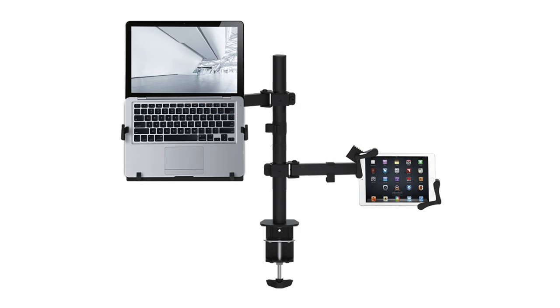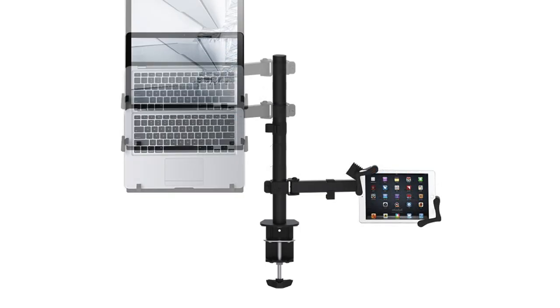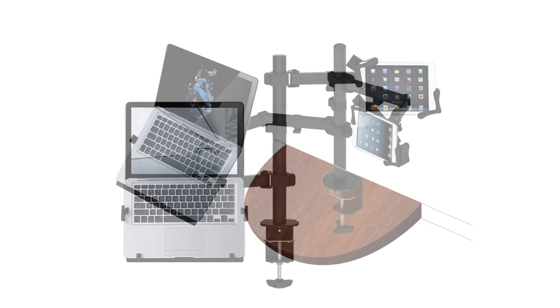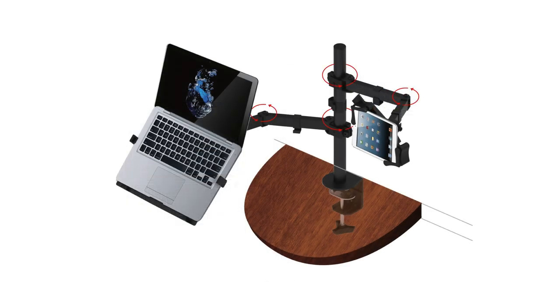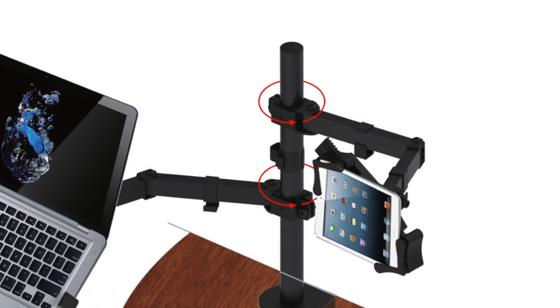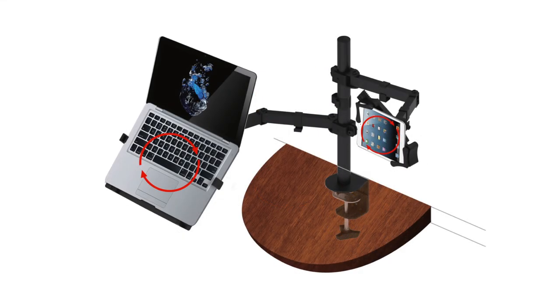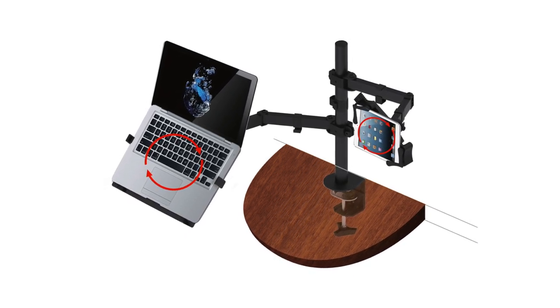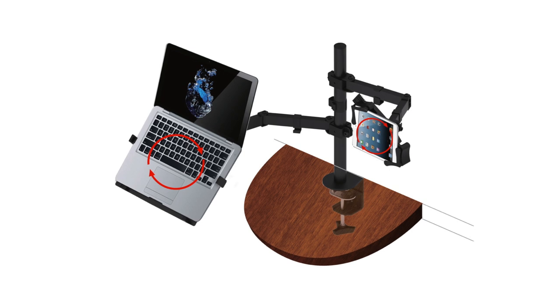Adjust the vertical positioning of the two arms along the central mounting pole, stacking either on top of the other, and use the four joints along the arms to create your perfect viewing angles. The arms each rotate a full 360 degrees around the center, as do the laptop and tablet holders at their ends, giving your tablet the means for fast switches between portrait and landscape orientations.